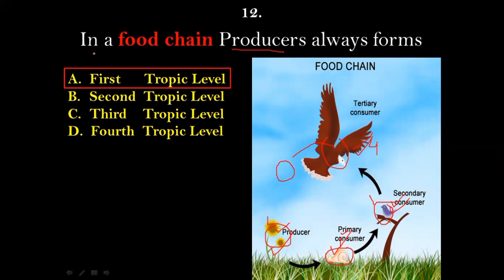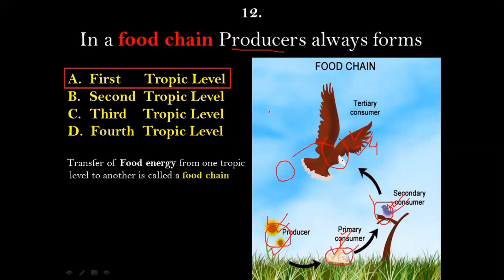So the question here is, in a food chain, as you can see on the screen here, producers always form, that means we have producers here, always form the first trophic level. So the second trophic level will be, for example, a snail, because we have an example here with a snail, and the third trophic level will be the sparrow or a bird, and the fourth trophic level will be this eagle. So in a food chain, the producers always form the first trophic level.